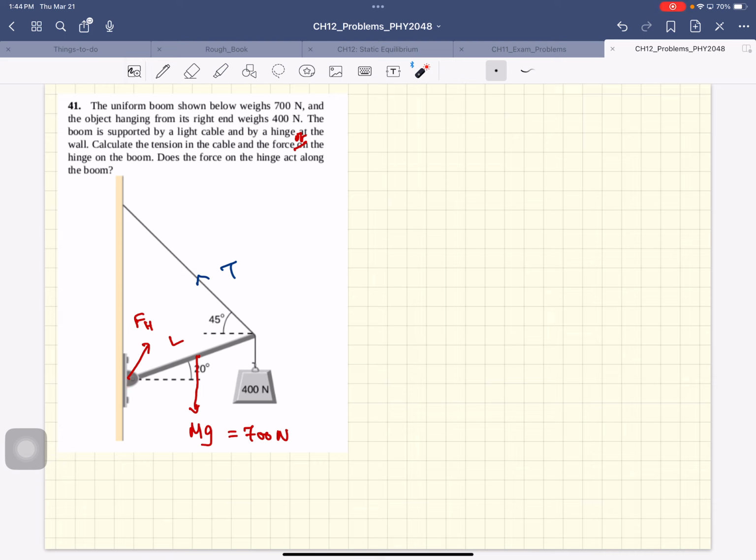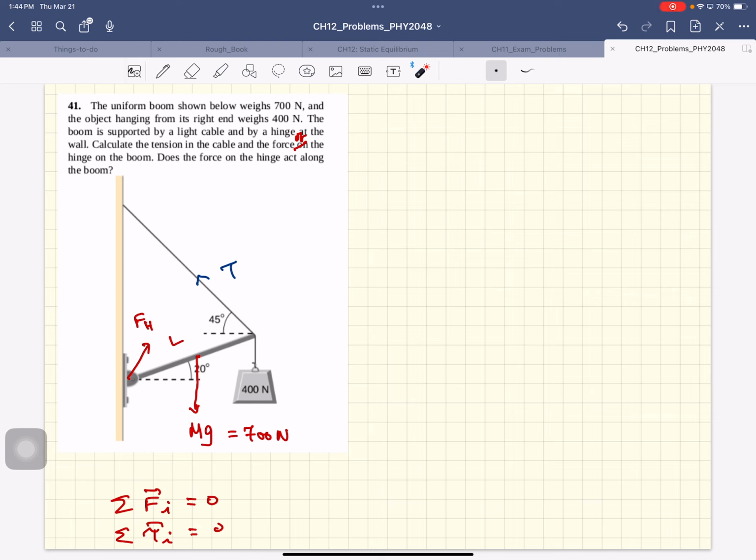What we are interested in is all the forces acting on the boom, because the boom is at rest, hopefully. Well, you want the boom to be at rest. So we'll look at all the forces on the boom, and then we will apply these two equations to all these forces. All the forces should add up to 0, and the torques of these forces should add up to 0.